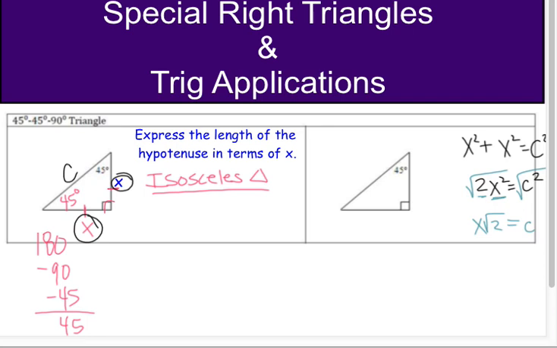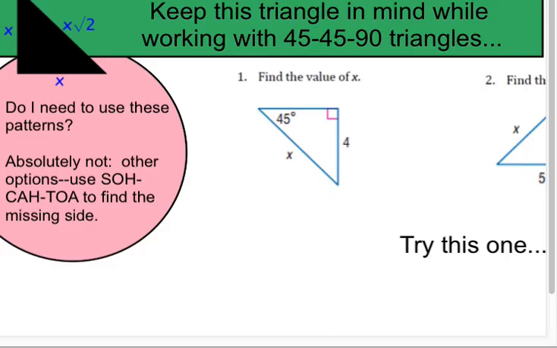So the way I would look at my 45, 45, 90 triangles is that this side is x, this side is x, and my hypotenuse is x square root of 2. Using this idea, I'm going to go ahead and do the next examples.